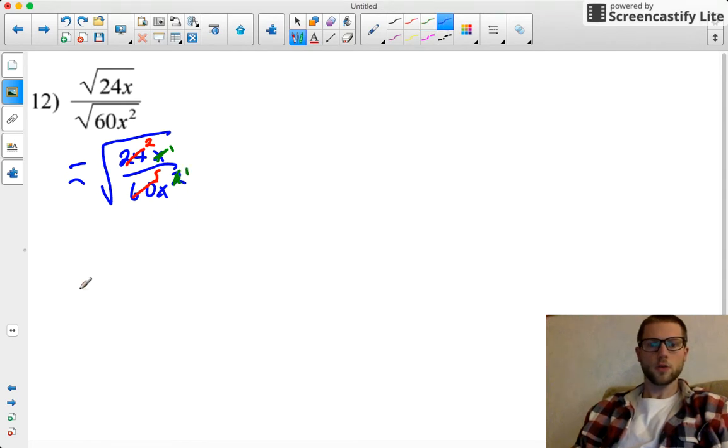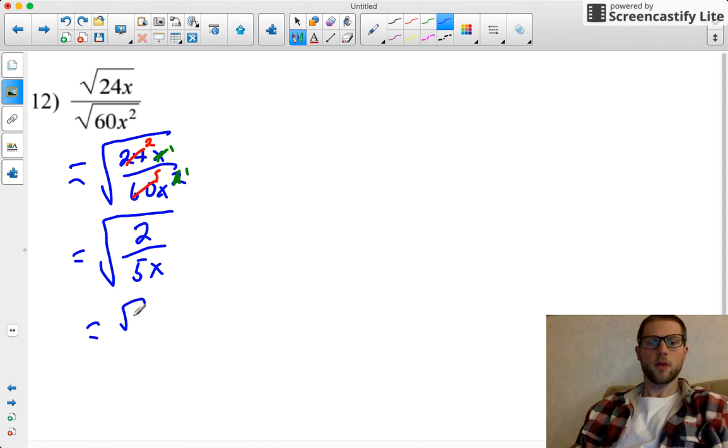So that was just a whole bunch of writing over stuff. So let's simplify this all out, or write out cleanly what we have. Got the square root of 2 over 5x. And at this point, I'm ready to split out my radicals again. So the square root of 2 over the square root of 5x. Now I got that pesky irrational denominator again.